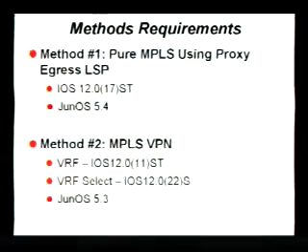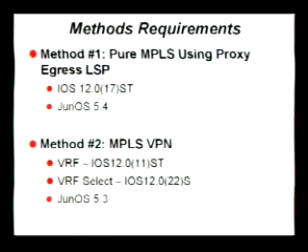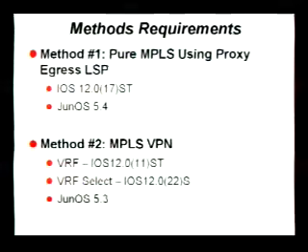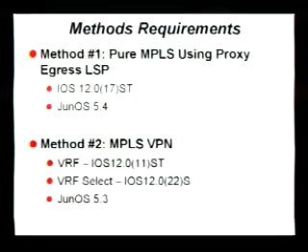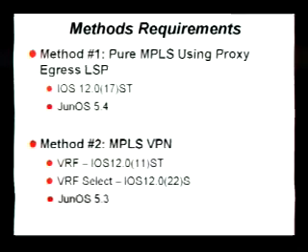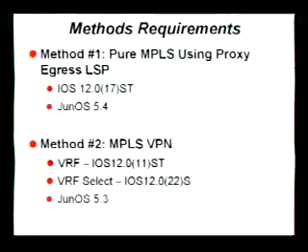So there are code requirements to do this. To do the MPLS VPN, you need to run 12011 ST or 12022S. In Junos, the requirements are for 5.3 or 5.4.